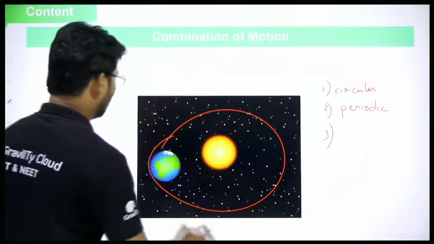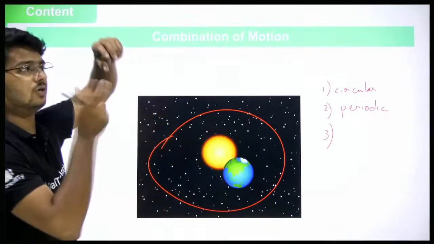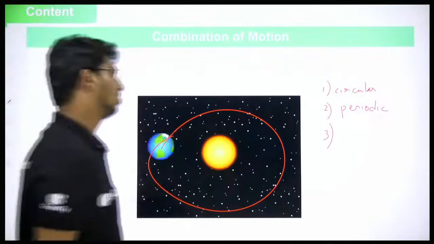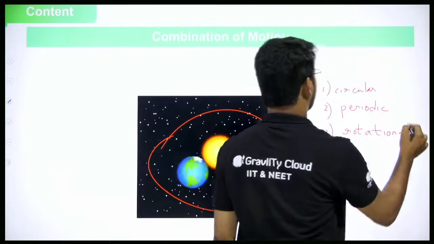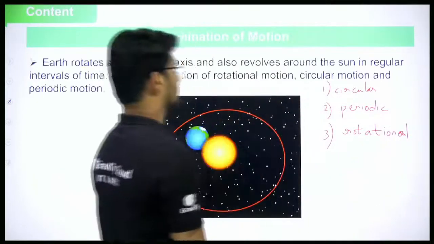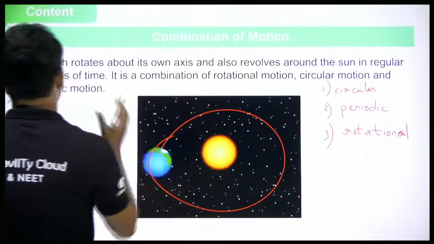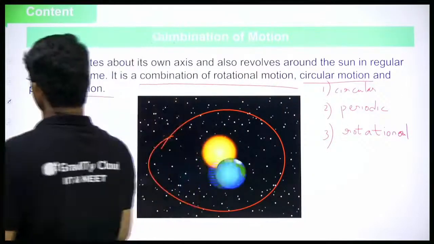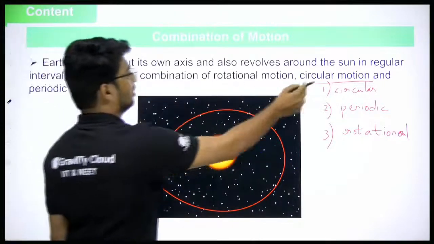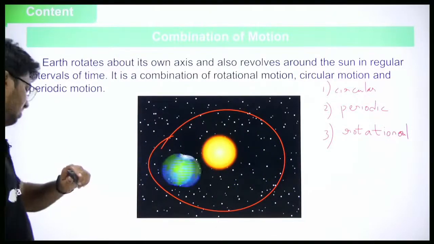3. Is Earth rotating? Earth is rotating, yes or no? Earth rotates about its own axis, so there is also rotational motion. All these 3 are present when Earth is revolving around the sun. That's why we say Earth rotates about its own axis and also revolves around the sun in regular intervals of time. It is a combination of rotational motion, circular motion and periodic motion. All those 3. Clear? Okay, that's interesting. So that's combination of motion.